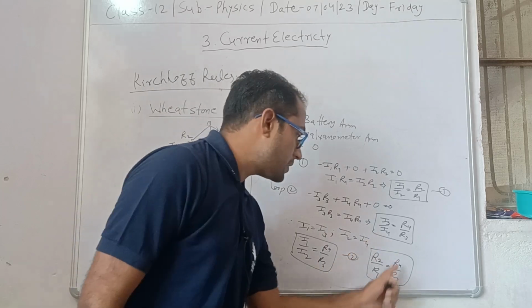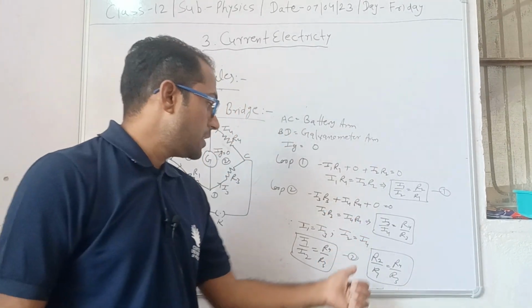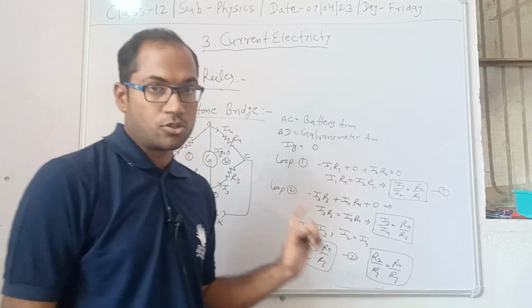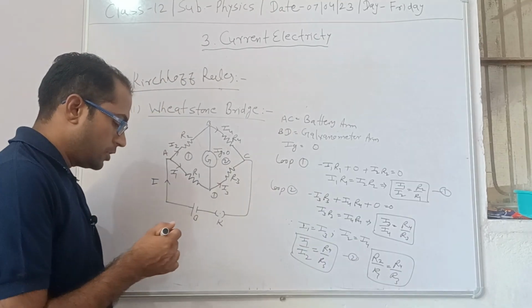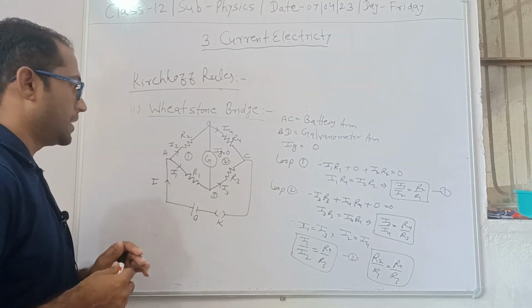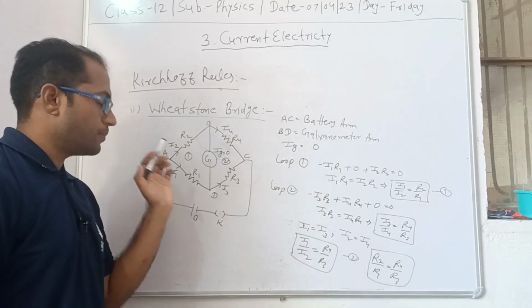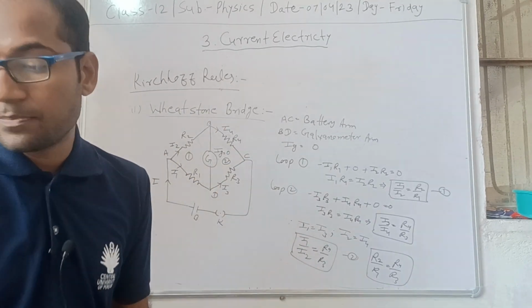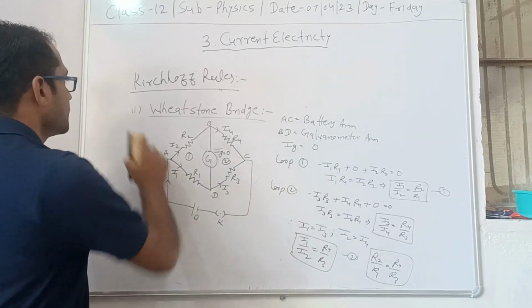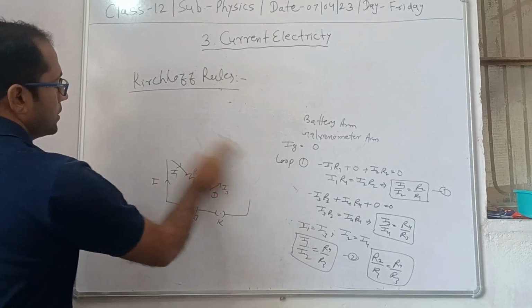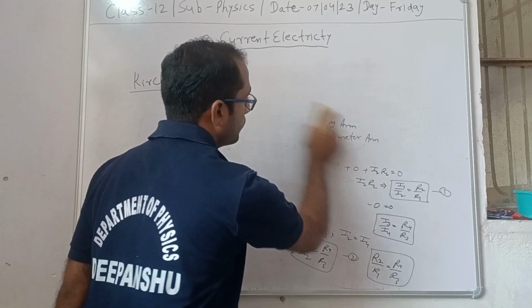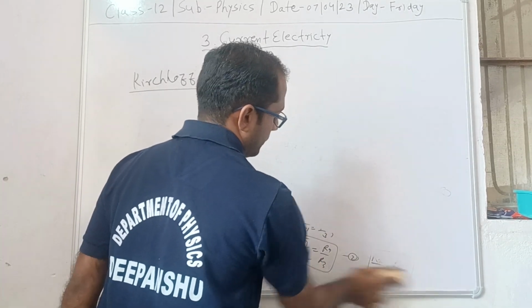If you have 3 resistances, you can find out the value of the 4th resistance. Okay, so this is our Wheatstone bridge. We use this Wheatstone bridge method in a meter bridge. Meter bridge is a practical experiment. So we are discussing what a meter bridge is and how I can use this formula in the meter bridge.